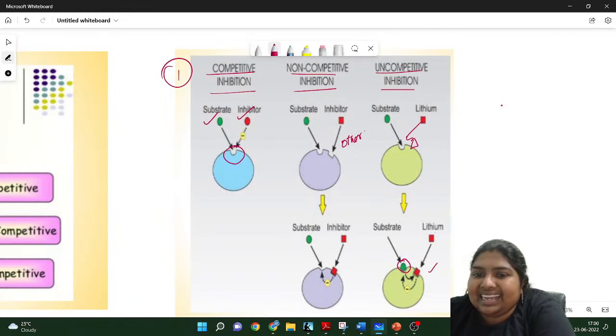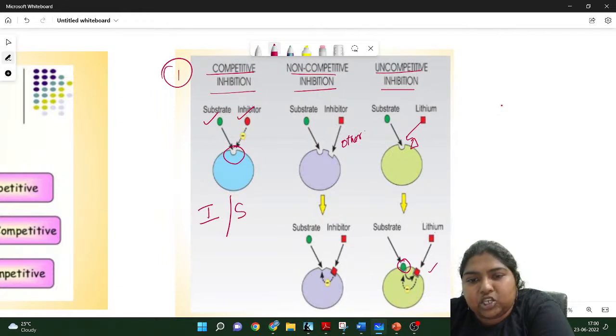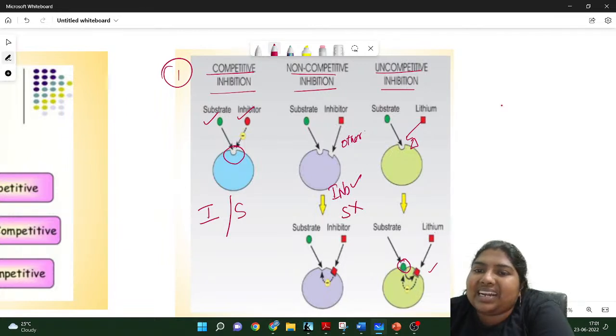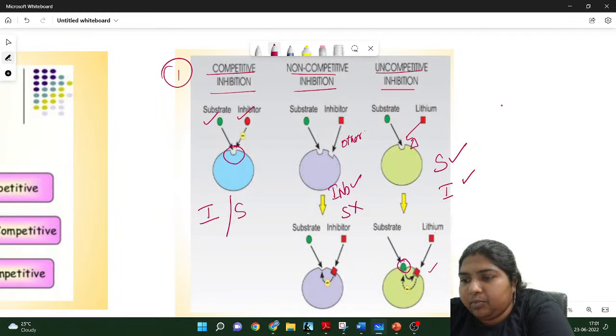Got the point? Your competitive inhibition is like either enzyme or your substrate. In your non-competitive inhibition, when your inhibitor binds, the substrate cannot bind. In uncompetitive inhibition, when the substrate binds, then only the inhibitor will bind. Understood? In the absence of the substrate, your inhibitor cannot bind.